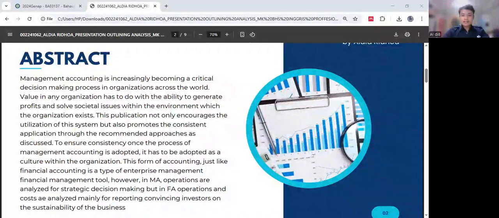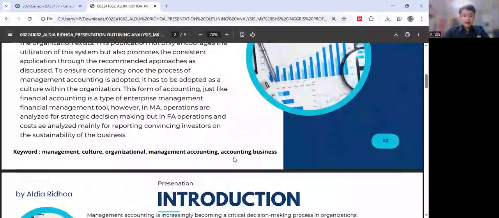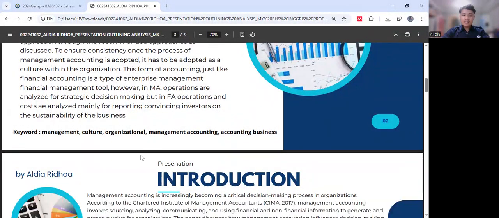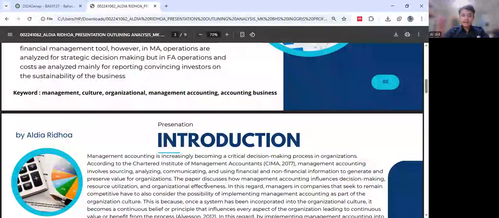If you write in long lines, surely readers will be lazy to open the next page, right? Well, there's something you need to know. At the end of the abstract, there will be 8 keywords. Keywords are terms that are referenced or widely used in research. In here, the keywords are management, culture, organizational, management accounting, and accounting business. Okay, the next slide.